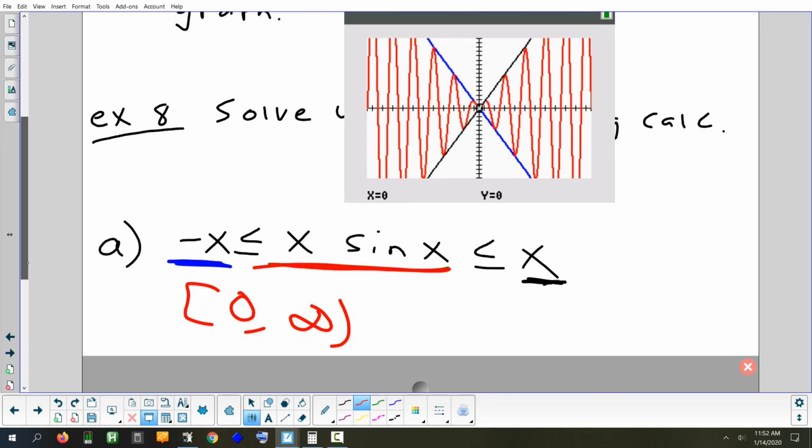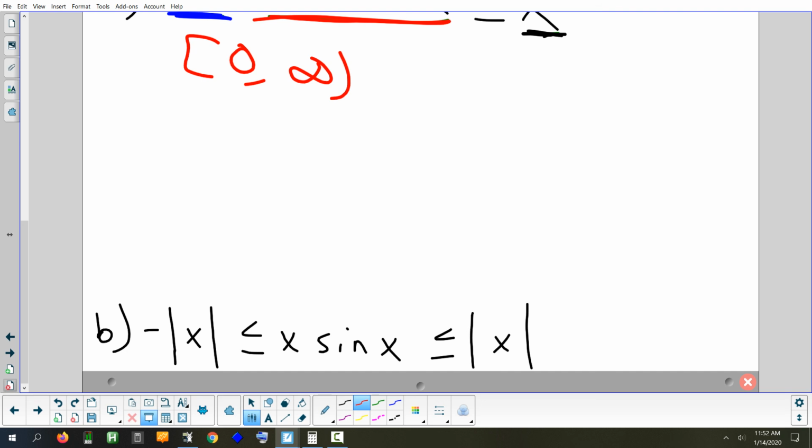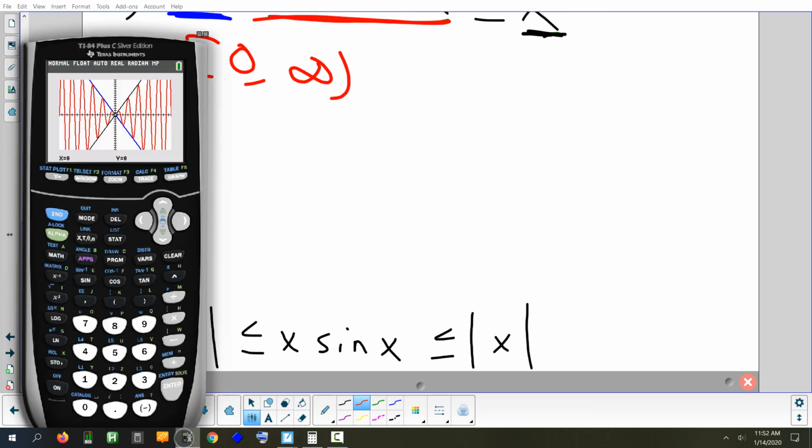Okay, so last one. This is where the color is really going to help. I'm just going to put in absolute values. So let's go back here and go math, number, absolute value x, and math, number, absolute value x. And the colors are blue, red, black again.